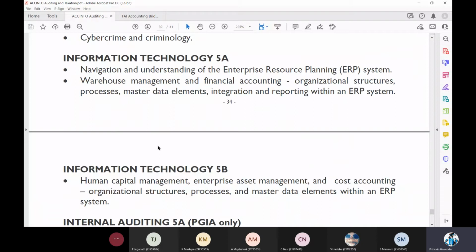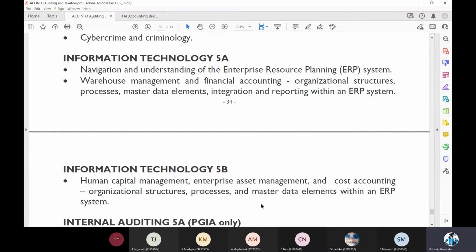Mr. Mashifa, can you see the faculty handbook, which is page 39? It says Information Technology 5A, Information Technology 5B. Yes, sir, I can see that. Great, great. So this is what I'm supposed to cover with you in terms of the curriculum.